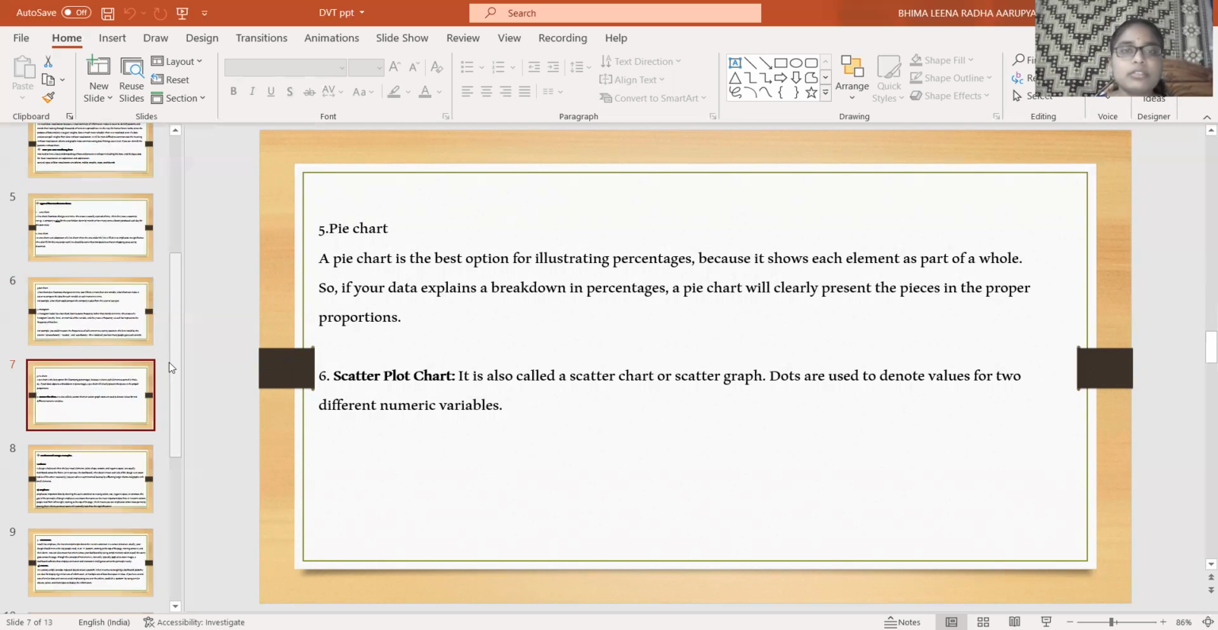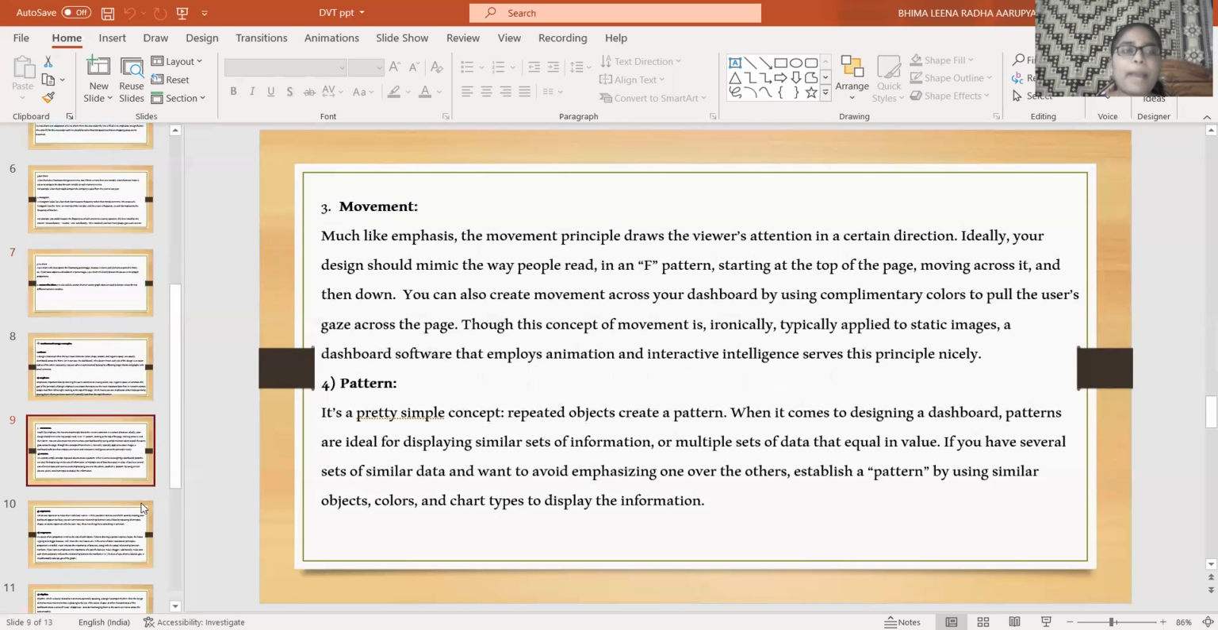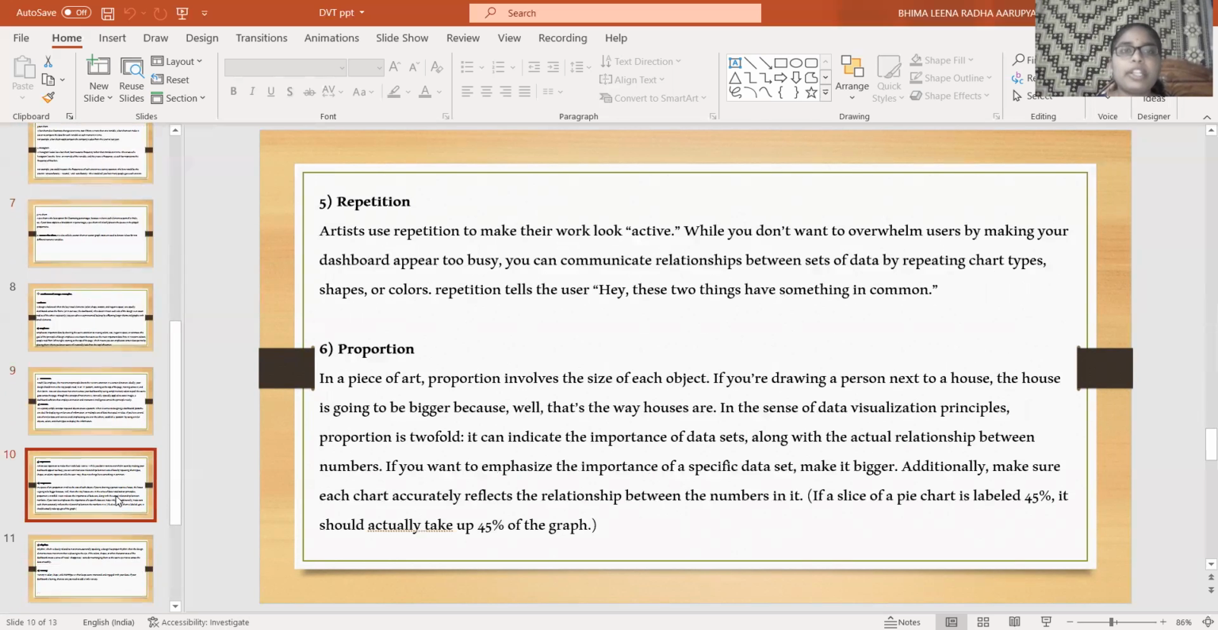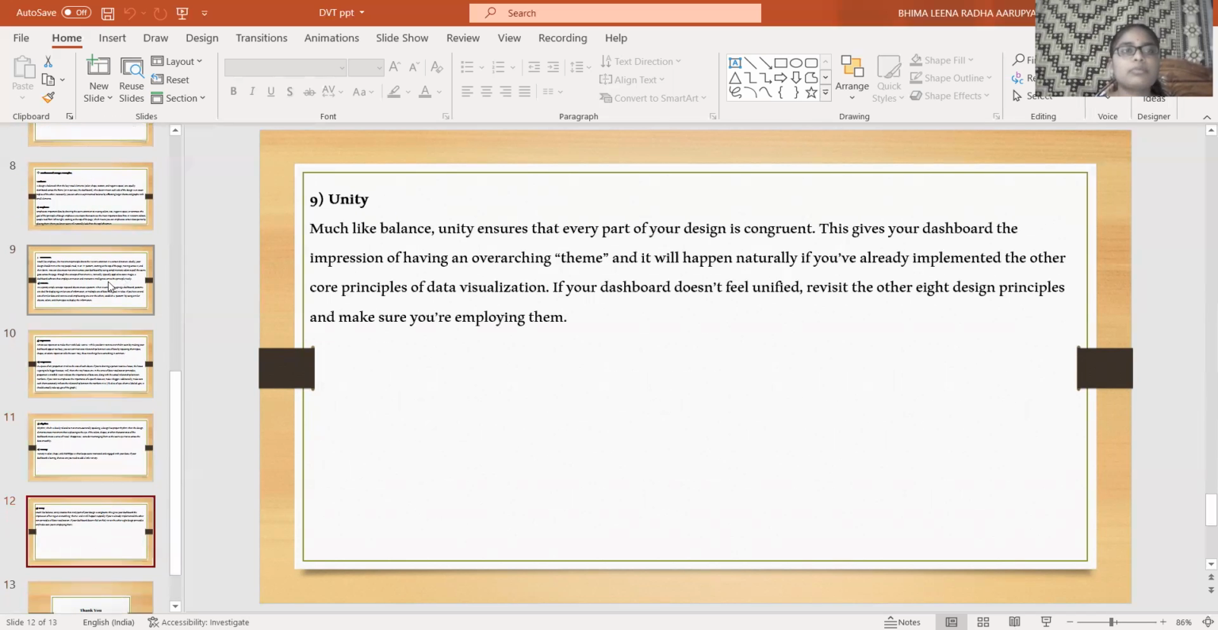Scatter plot chart. It is also called a scatter chart or scatter graph. Dots are used to denote values for two different numeric variables. And then the next topic is the fundamental design principles of data visualization. There are 9 fundamental principles. The first one is balance, emphasis, movement, pattern, repetition, proportion, rhythm, variety, and unity.